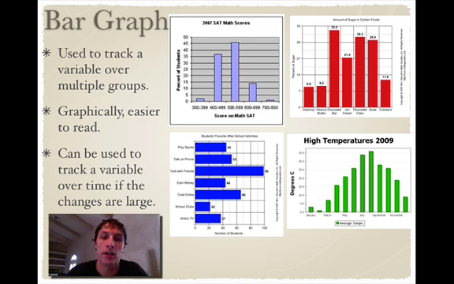In the lower left-hand corner, we have the students' favorite after-school activities. And this one's axis is rotated, which you can do in bar graphs, but you can't do in other types of graphs. And so on the y-axis, we have the categories of different activities, and then the number of students that identified with that activity. And then lastly, we have the high temperatures of 2009, so a change over time. Okay, but the variable here is in months, which is a large increment, so that would be appropriate for a line graph. Okay, so a bar graph.